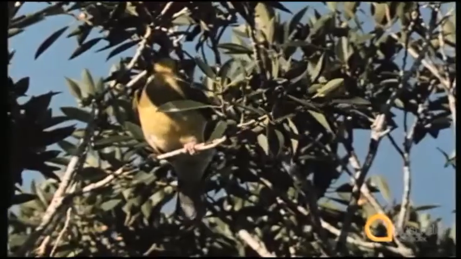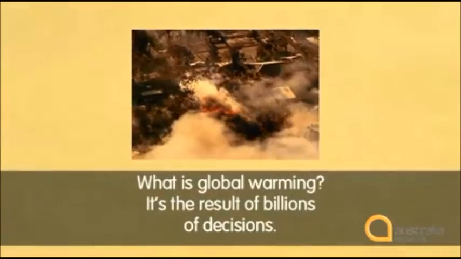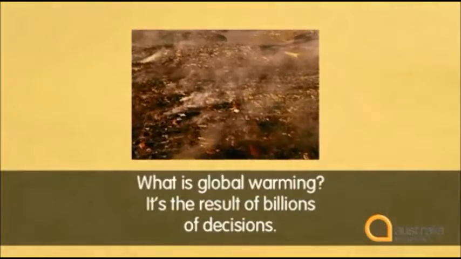Trees are flowering earlier, birds are laying eggs earlier, butterflies are moving up hills. So what is global warming? It's the result of billions of decisions.